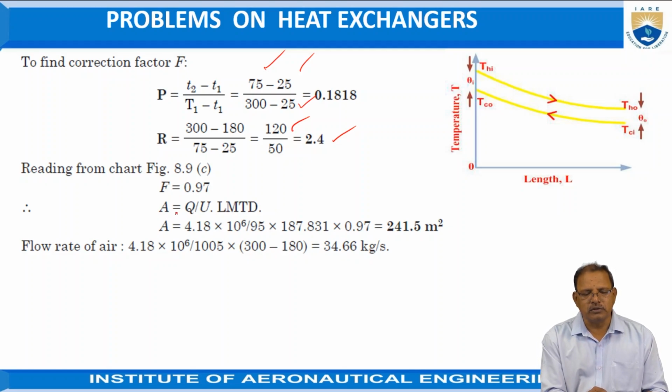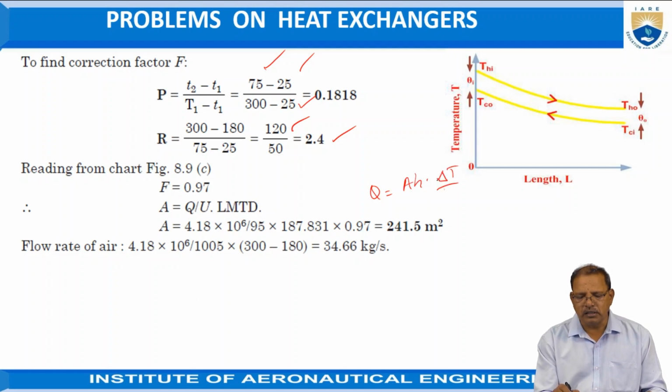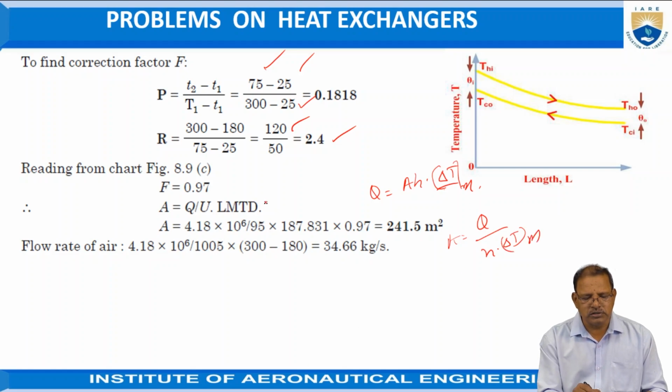Hence, area is equal to, by using the relationship Q is equal to A into H into delta T, we got delta T into the mean temperature LMTD. By substituting, A is equal to Q divided by H into delta T to the power M. So on substituting these values, we got from this relationship A is equal to 241.5 meter square now.